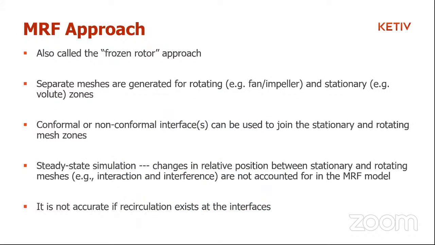So what is the MRF approach, or the multiple reference frame approach? This is also called the frozen rotor approach, in which you're not actually moving any solid parts, but what you do is you assign relative velocity to a particular zone. By assigning that relative velocity to that zone, you're essentially telling the Fluent software that, hey, this zone is actually moving, but because my relative velocities can be assigned as such, all I'm doing is converting a transient problem to a quasi-steady problem, and then getting the variables from there instead of actually moving the mesh.